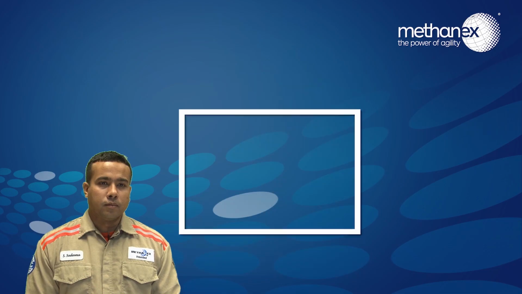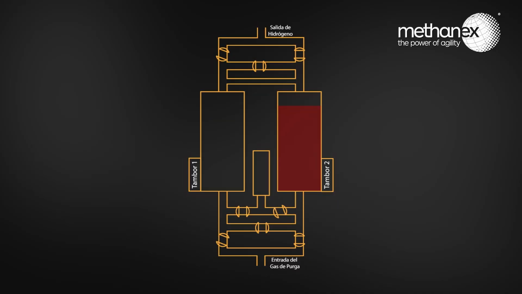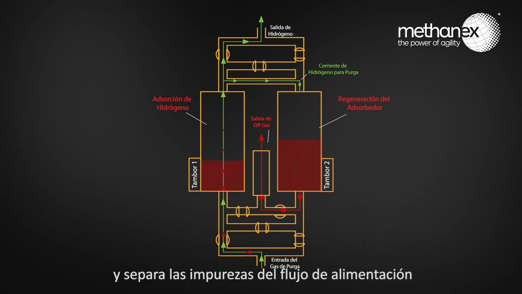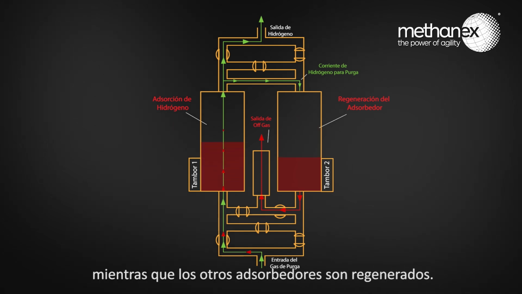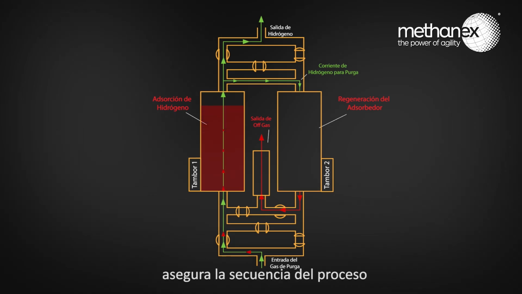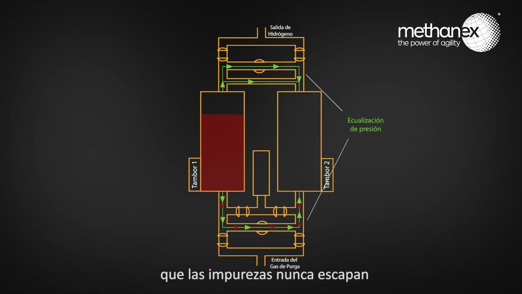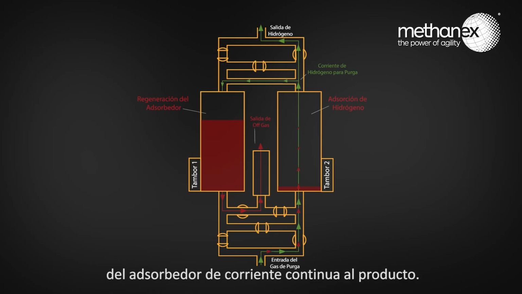The operation of the PSA: during operation, at least 1 absorber is on stream at high pressure, separating the impurities from the feed stream, while the other absorbers are regenerated. The control program ensures the process sequencing and the changeover of the on-stream absorber in such a way that the impurities never escape from the on-stream absorber to the product.